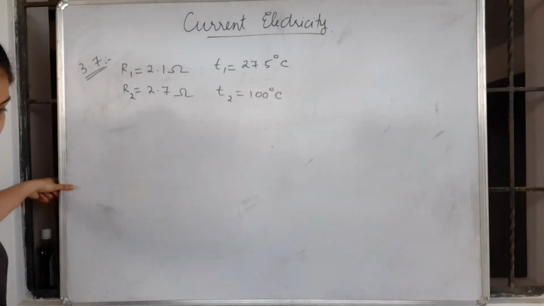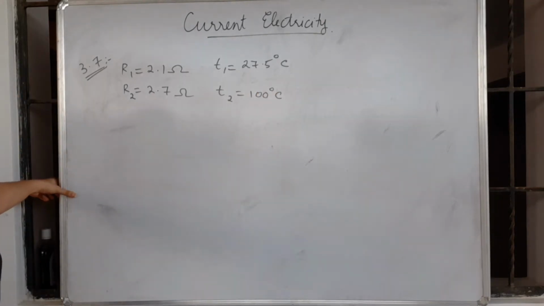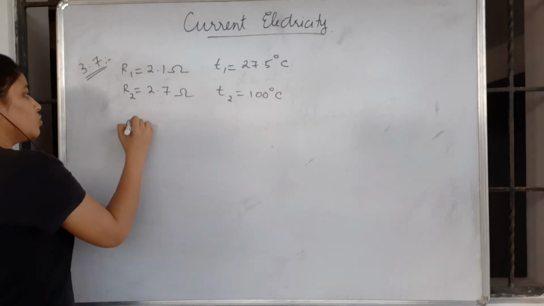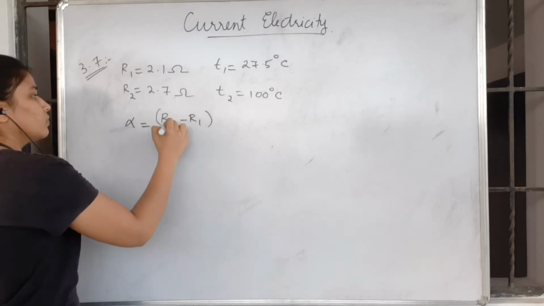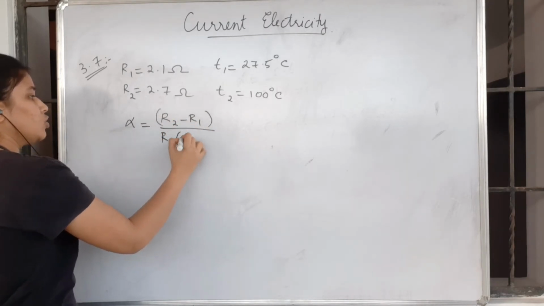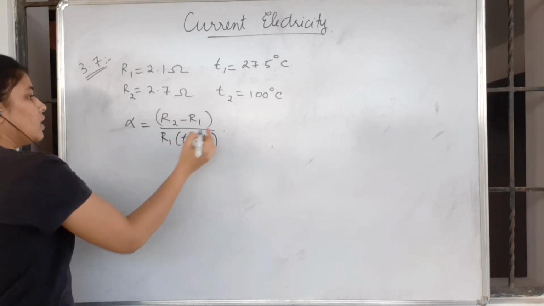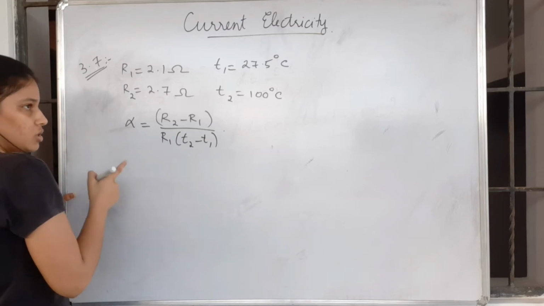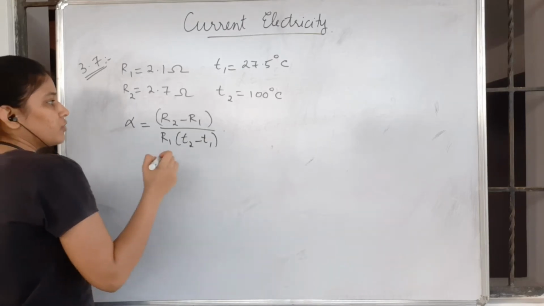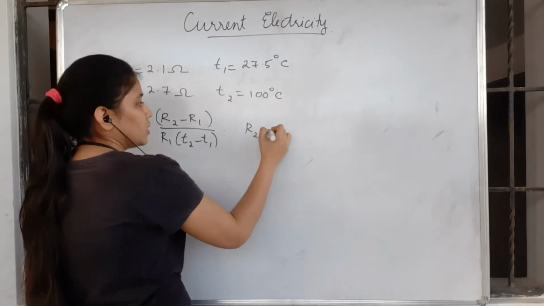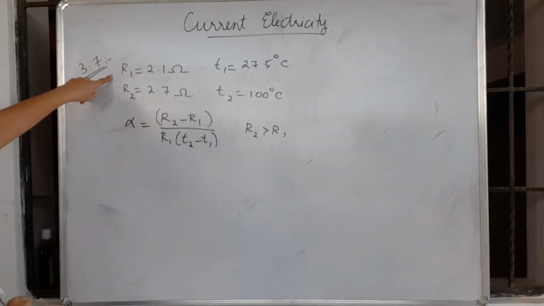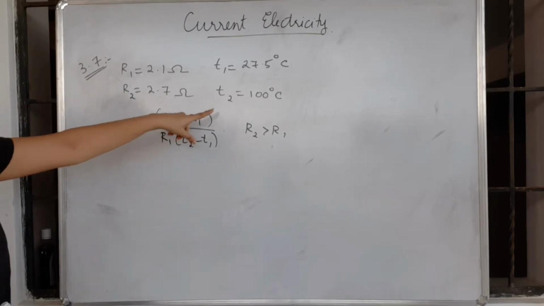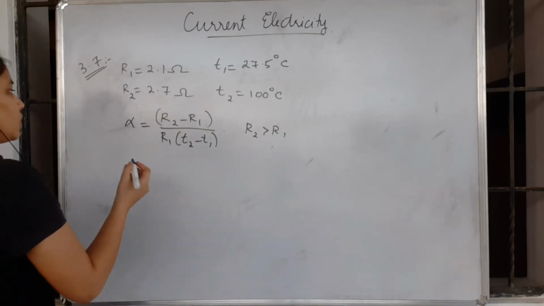They are asking us to find out what is the temperature coefficient of resistivity. So you know alpha is equal to R2 minus R1 divided by R1 into T2 minus T1. Now you should use this formula only if R2 is greater than R1. Here R2 is greater than R1 only, so no issues.